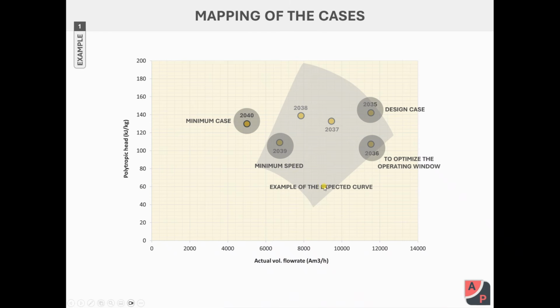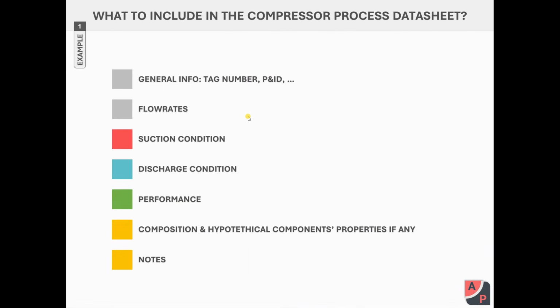This operating envelope or compressor curve is what I would expect to get from a vendor if I send a datasheet based on this operating point. So it might change and it might be smaller or wider, but it all depends on the design, and the vendor can provide you more information about this.